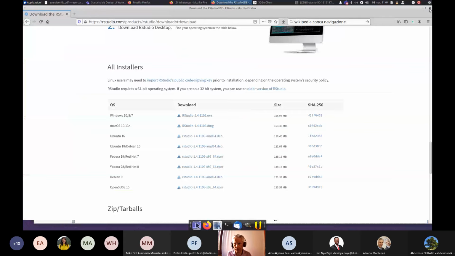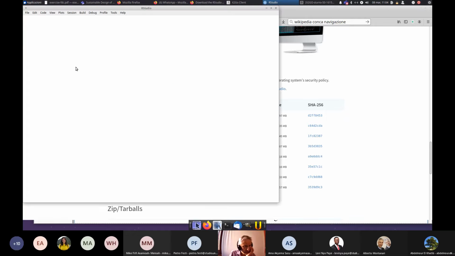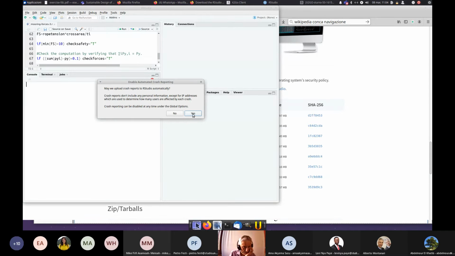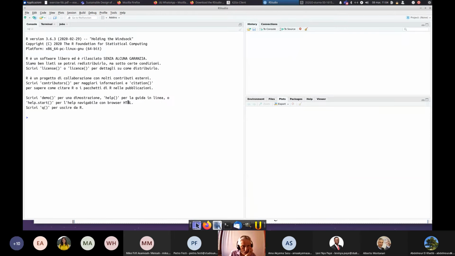Okay, now if you succeeded in installing it, you should find it in your applications. In my case, I think it is under development. And here is my RStudio window. One second. Now you should get to a similar situation to mine that you can see on the screen.